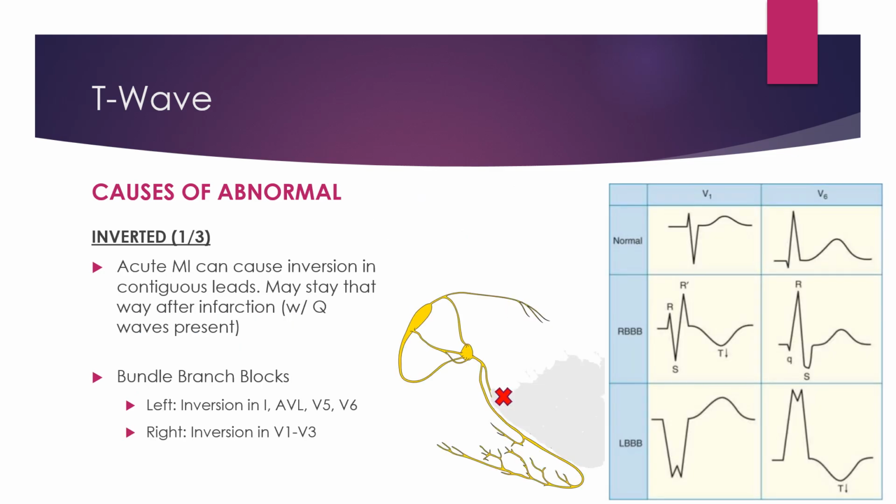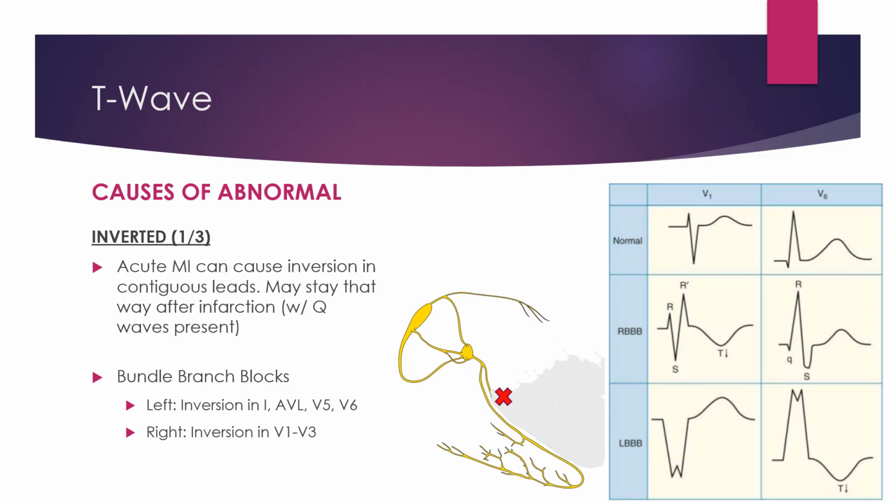We see a lot of abnormally inverted T waves as well. In acute MI, so patients having an active heart attack, it can cause inversion in contiguous leads, and it may stay that way after the infarction. So the patient has an acute heart attack and they may have inverted T waves with Q waves. ST elevation is going to be the big one. And then after they've had stent placement or the MI resolves, the T waves that are inverted may stay that way, just so you're aware.